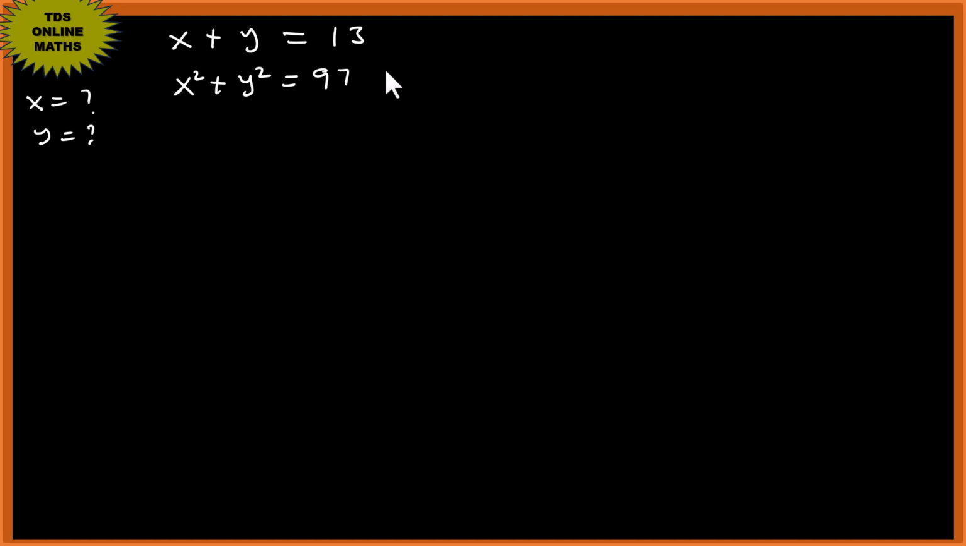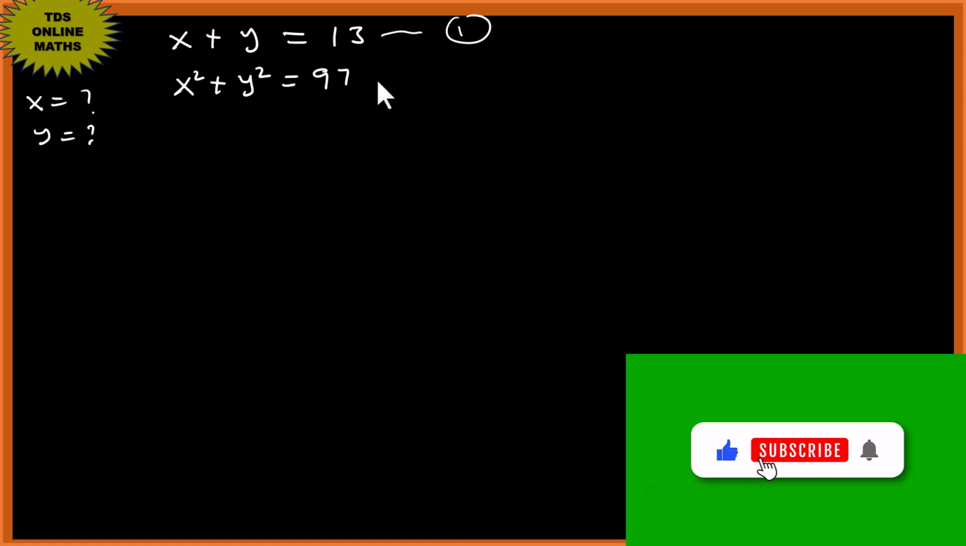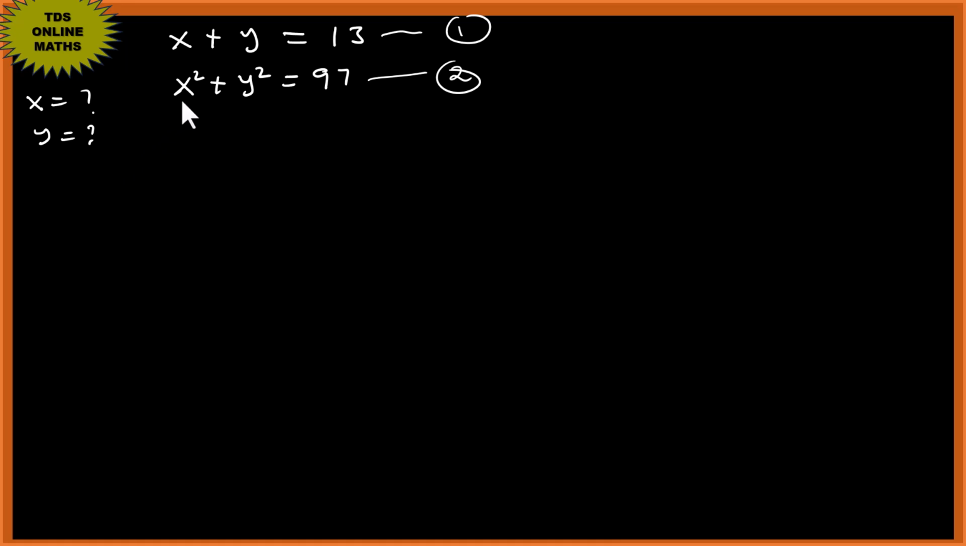Alright, now let's provide a solution to this question. We have to solve for x and y. Let's name this one the first equation, and we have the second equation. Now the trick here is that we have the first term squared here and the second term squared here. So let's square equation 1.